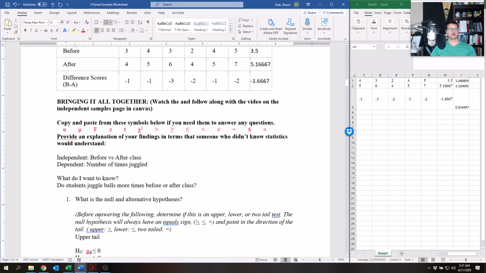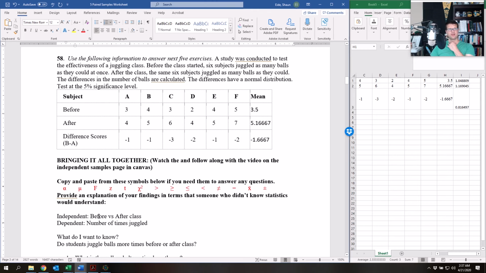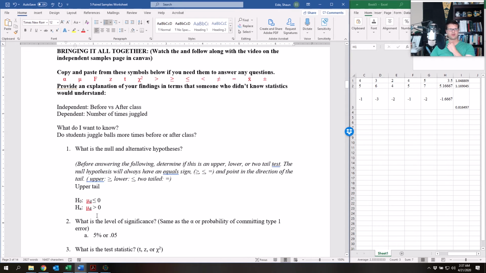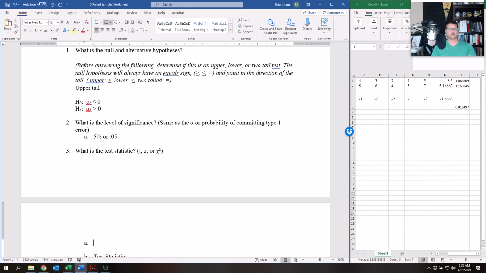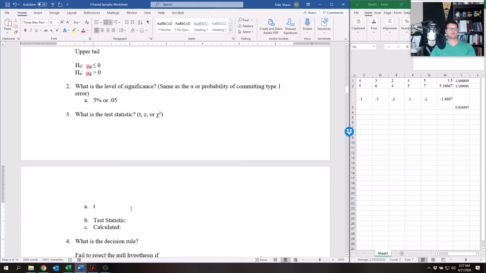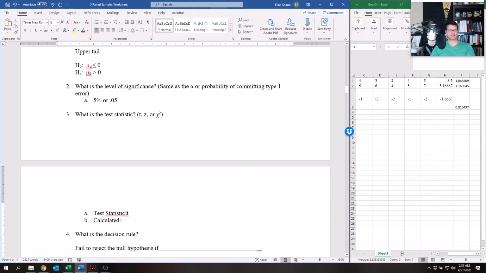Do we know a population standard deviation? We don't know a population standard deviation. So because we don't know a population standard deviation, we're going to go with t, okay? So the test statistic is t. And then what is the calculated test statistic?